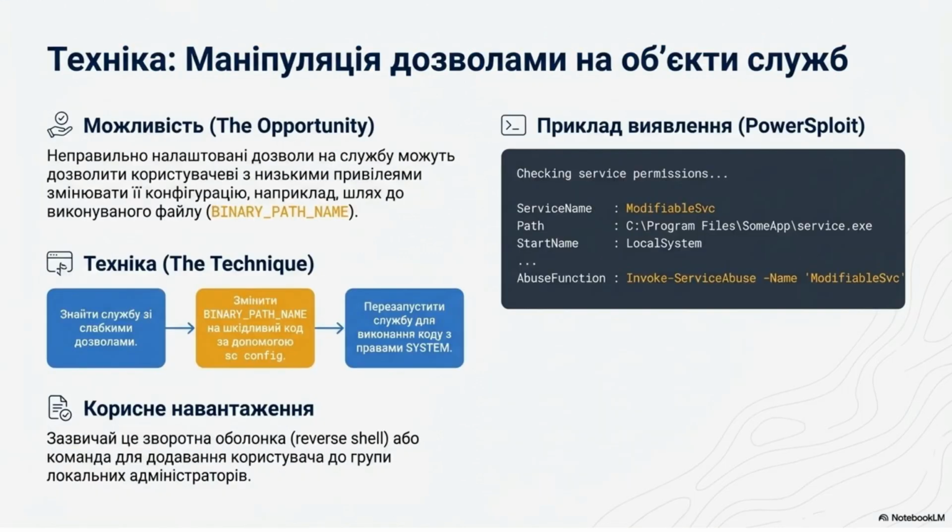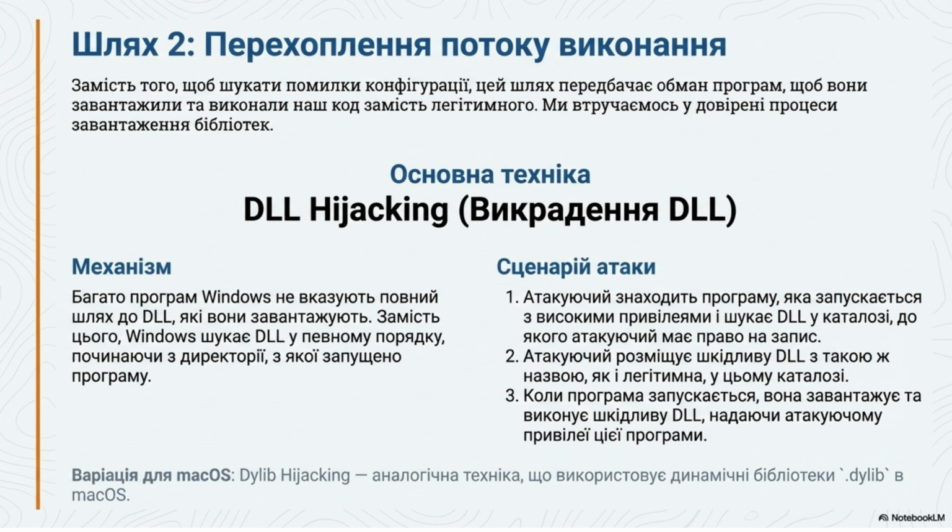Service object permissions manipulation involves finding services with weak permissions that allow a low-privilege user to modify the service configuration. This enables replacing the executable path with malicious code. Path 2 is execution flow interception, which includes DLL hijacking.